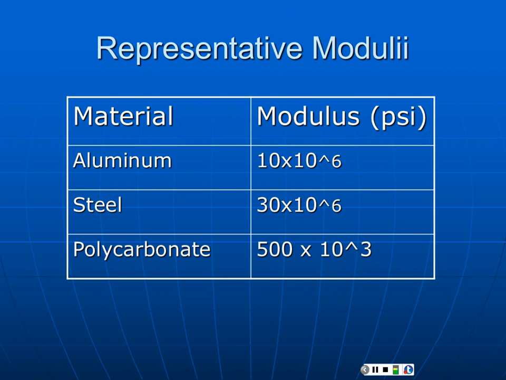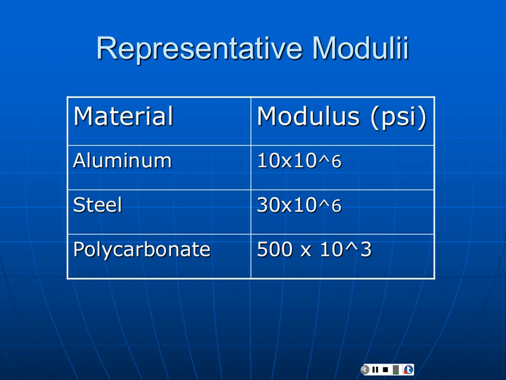Now there's three moduli that I want you to learn, and you'll be quizzed on these and be expected to know them. Aluminum, steel, and then an approximate modulus for polycarbonate. Polycarbonate has many different moduli depending on a lot of things, but it's about 500,000 psi modulus. So this is 500,000, 30 million, and 10 million. And you need to learn those values.